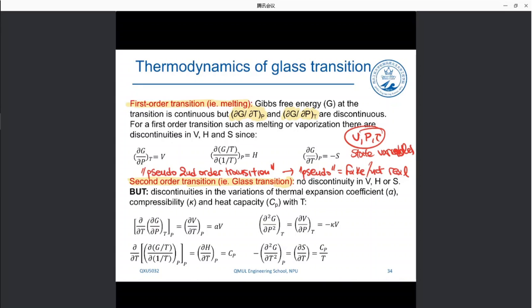These provide discontinuities in the volume, the enthalpy, and the entropy. Okay, I don't want you to remember any of these formulas. Don't worry about the formulas. In the case of a second order transition, there is a discontinuity in the second partial derivatives. So here we have a second partial derivative.